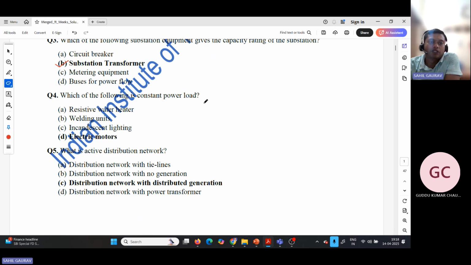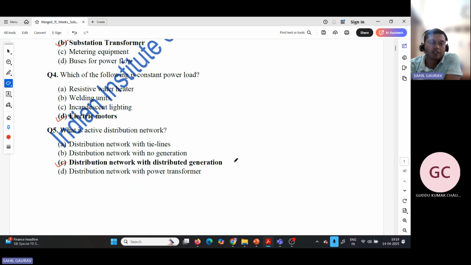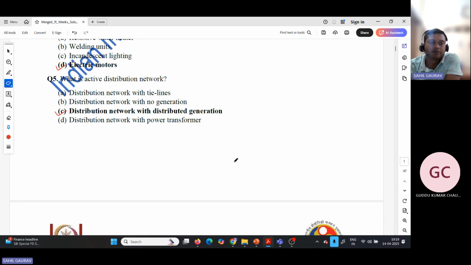Now, which of the following is a constant power load? We have seen the constant power loads. So the electrical motor comes under constant power load. What is an active distribution network? A distribution network with DG, distributed generation, we call an active distribution network, where bidirectional power flow is possible.